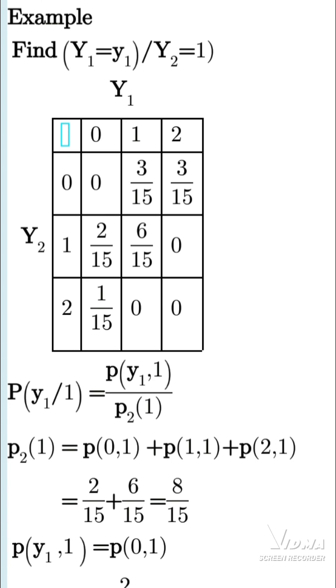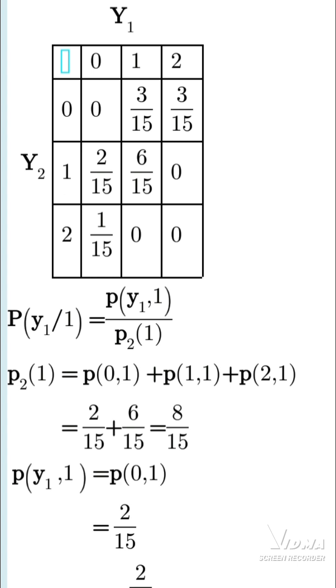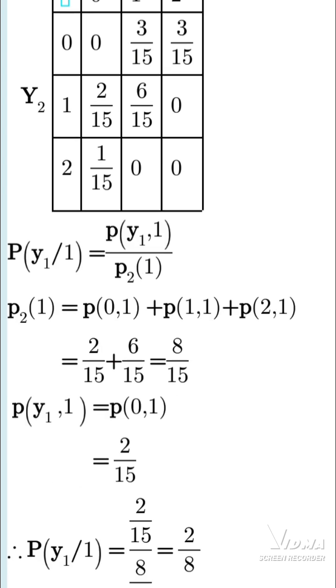So since y2 is already given, what we look for is the parameters respectively. To look for p(2 | 1), we have to start from p, where you must stop is 2 comma 1. But before 2 comma 1, you have to start from 0 comma 1, 1 comma 1, then 2 comma 1. The 1 remains a constant because it is already given in the question. So what changes is 0, 1 and 2. Checking through the table, we have 0,1, 1,1, 2,1. So when you add everything, you have 8 over 15. That is for p(2 | 1).